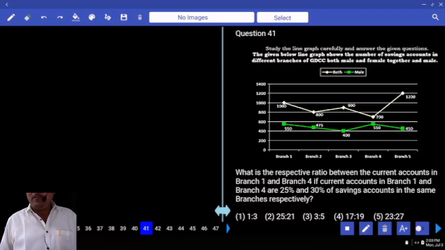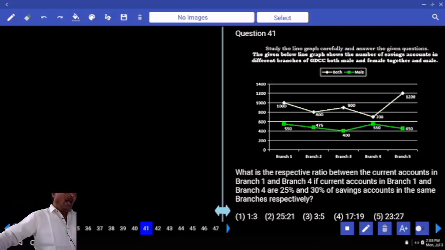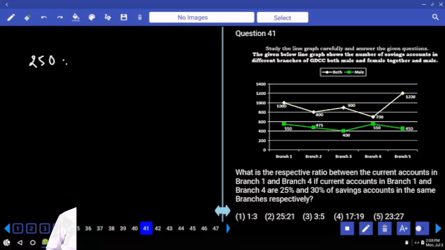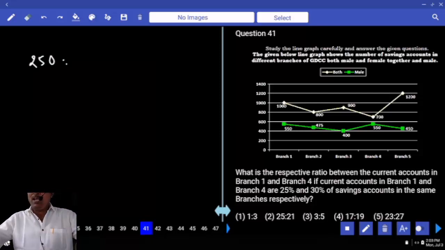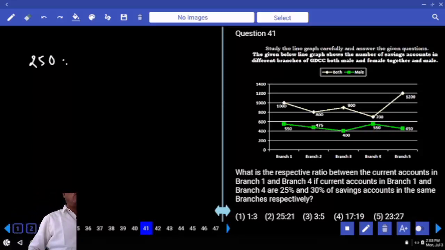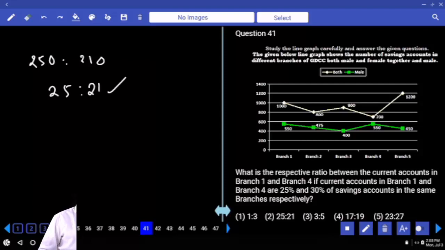Let us take branch 1 first. In branch 1, both males and females are 1000 and current accounts are 25%. What is 25% of 1000? 250. Right? Then branch 4. In branch 4, the total accounts are 700 and 30% are current accounts. That means what is 30% of 700? 210. So what is the required ratio? 25:21. That's all.